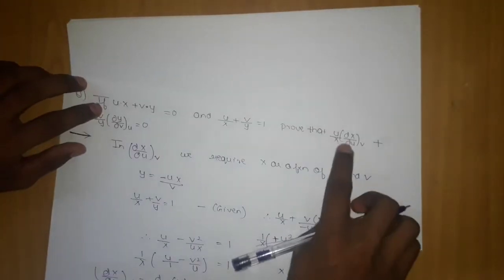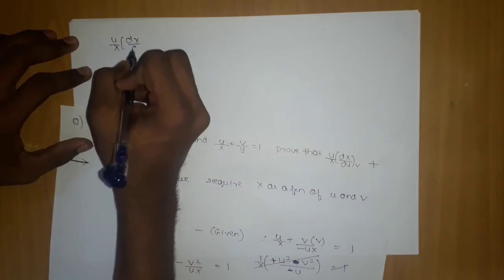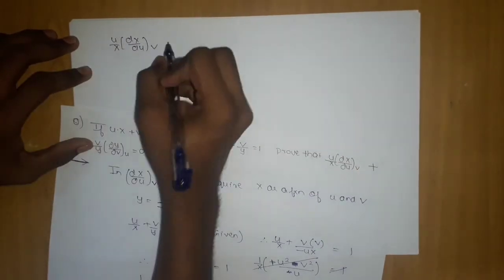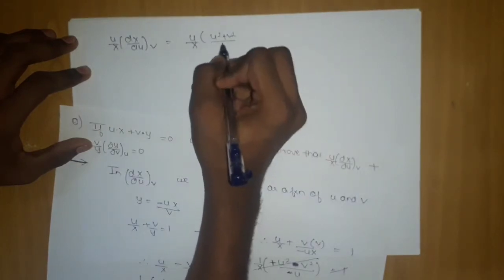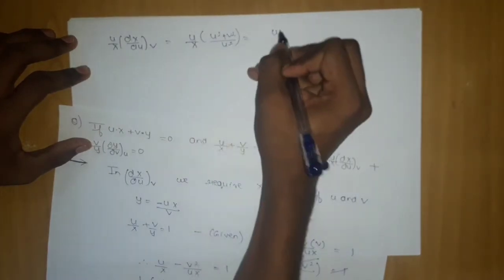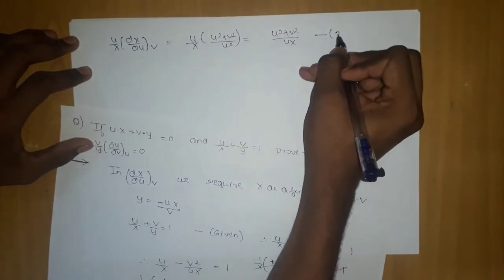Now what we want in the proof? u by x into dou x by dou u keeping v constant, which is nothing but u by x into u square plus v square by u square, which is nothing but u square plus v square by ux. Call it 3.